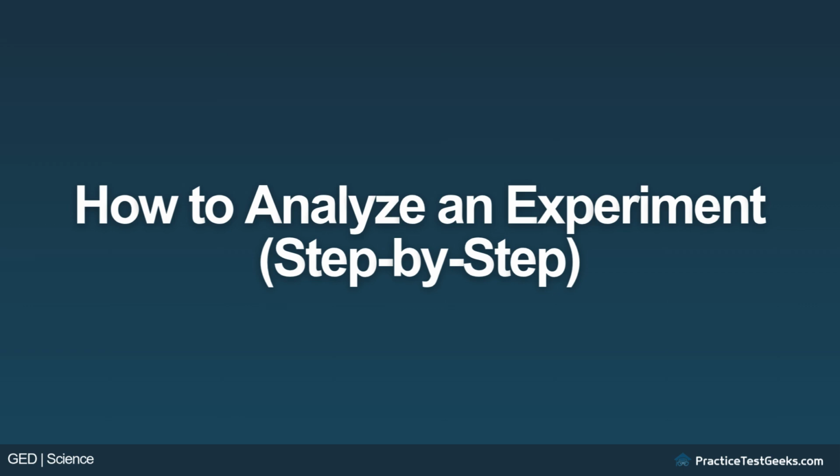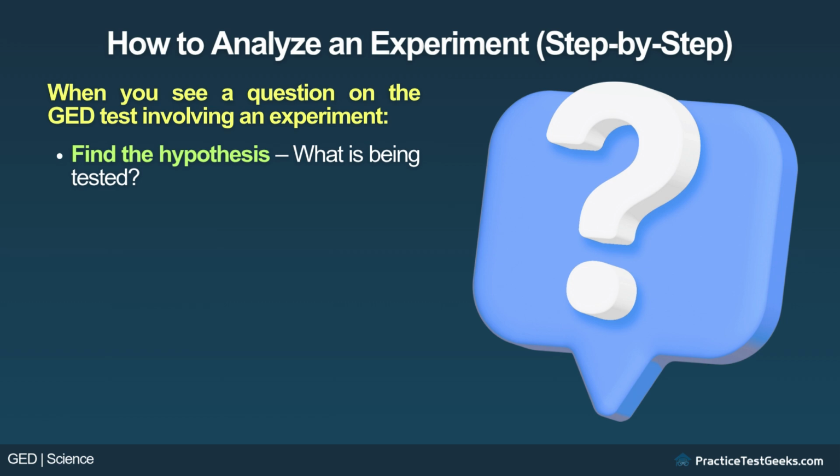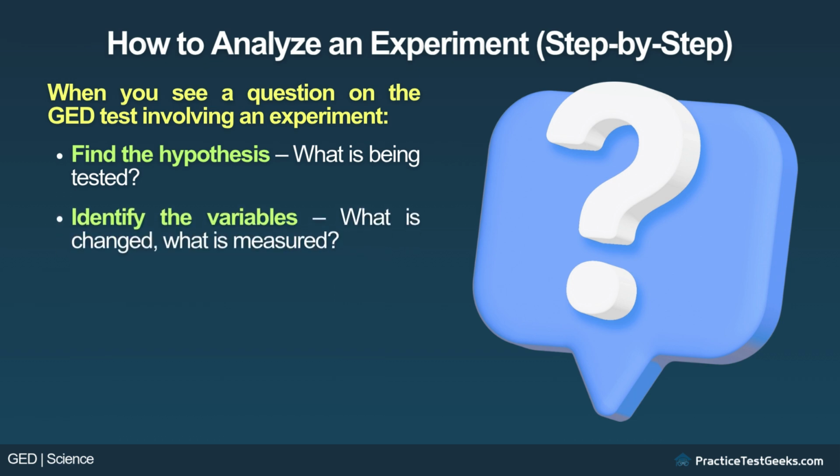Let's now walk through a clear method you can use whenever you're asked to analyze an experiment on the GED test. Whether it's a chart, graph, or paragraph, follow these steps. Start with the hypothesis. Ask yourself, what is the experiment trying to find out? Identify the variables. Look for what's being changed, independent, what's being measured, dependent, and what's kept the same, controlled. Check for fairness. Ask, is this a fair test? Are there flaws like missing control groups or inconsistent conditions?